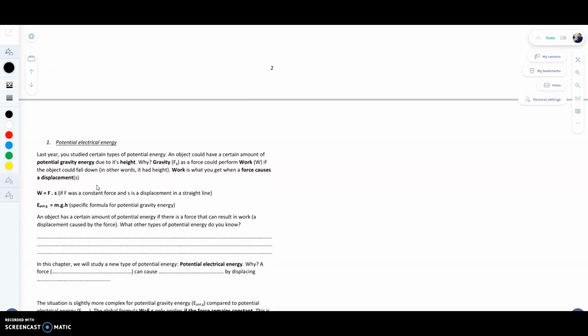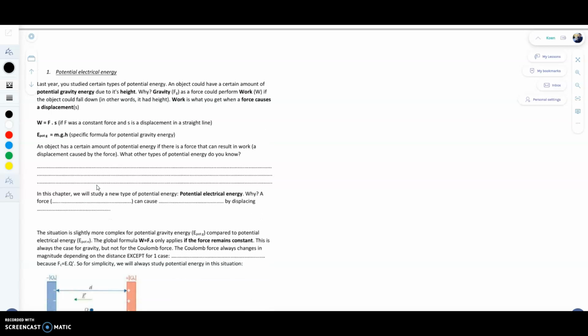Now, in order to understand what is going on, we have to first discuss potential electrical energy. This isn't the first time you have learned about potential energy. An object with mass, for instance, could have a certain amount of potential gravity energy due to its height. Gravity would be the force that would perform work if the object was able to fall down, meaning it had any height compared to ground level. Work is what you get when a force causes a displacement in this case.